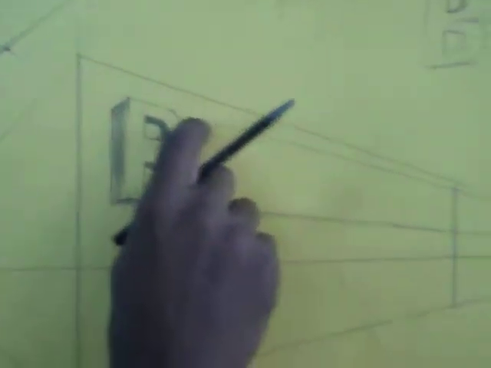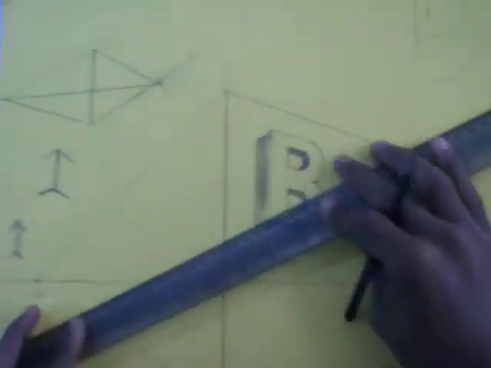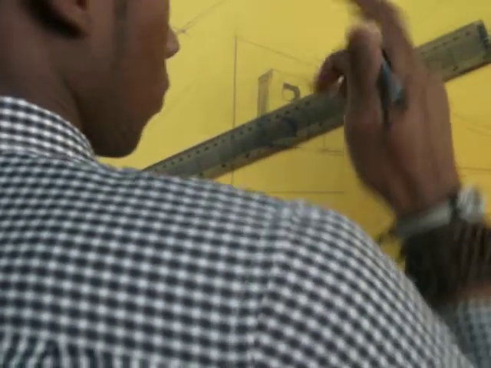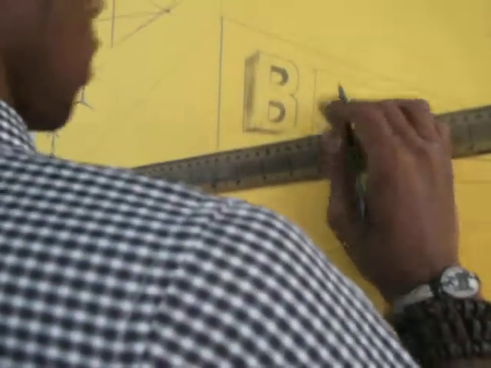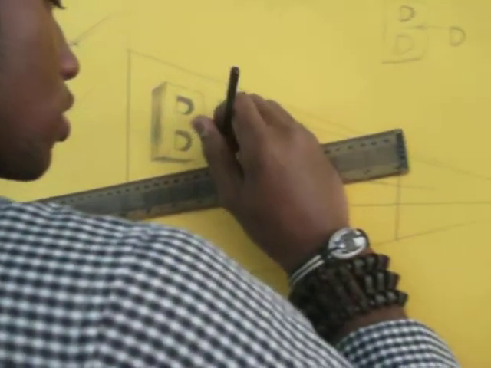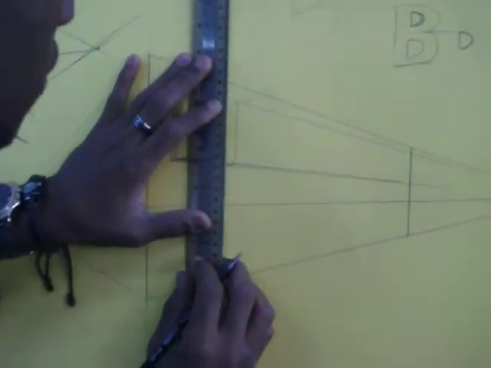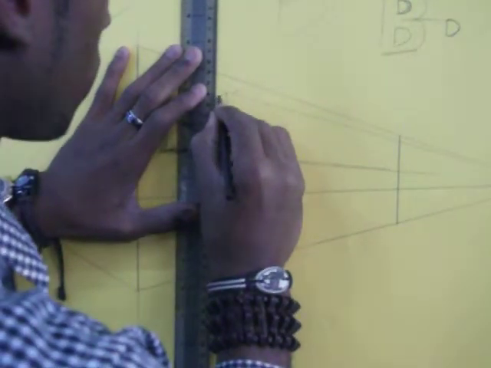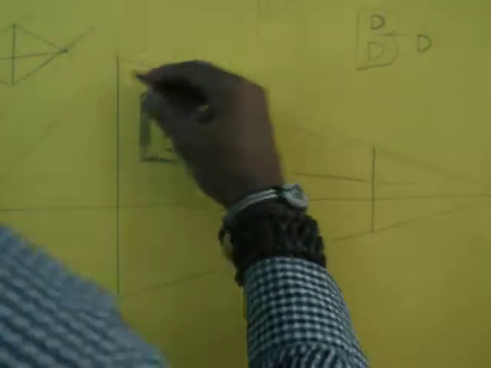So I don't have to go back and create this one, because it's already here and here. So all I need to do is come from this vanishing point here, and I meet up this with that line there. And all I do now is simply draw a line connecting these two. Understanding so far?